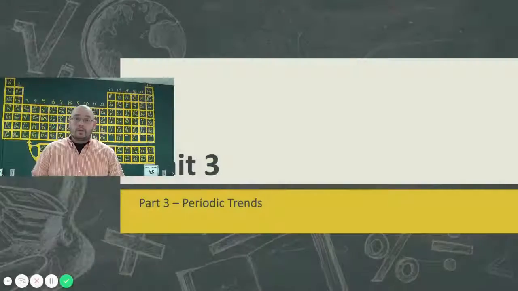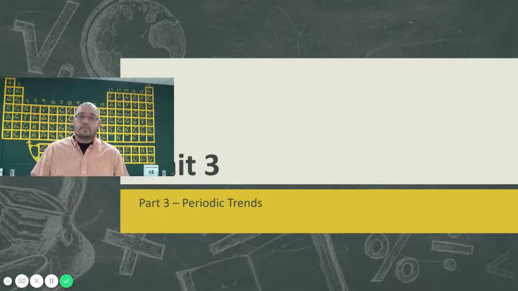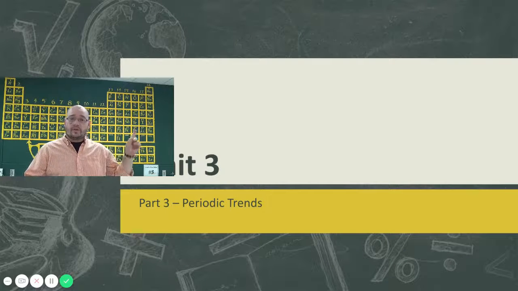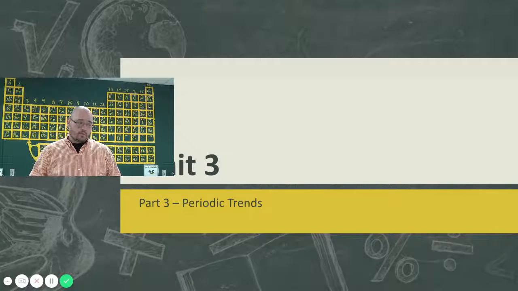All right, so in today's lesson, we are going to continue our notes and our discussion of the periodic table. Today we're going to be talking about trends, things that we notice in the periodic table as we move from one side to the other. So as you move from the left side of the periodic table across to the right side, how do things and properties of the elements change? That's what we're going to be talking about today.